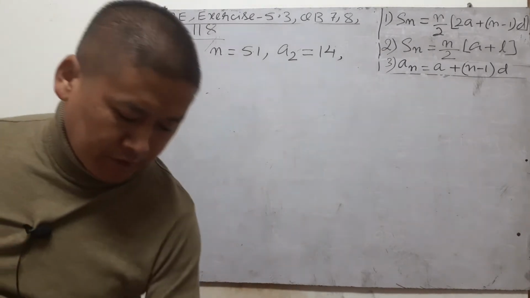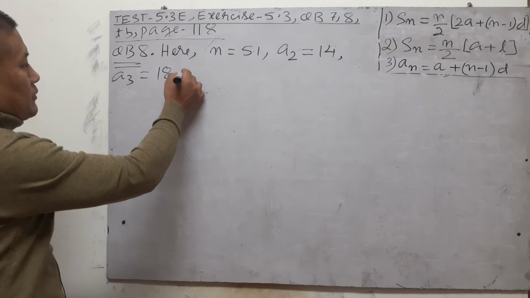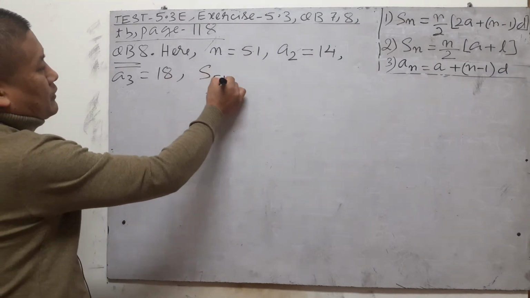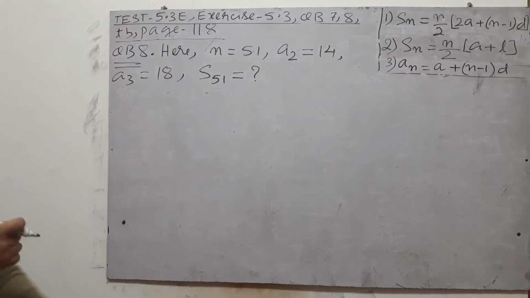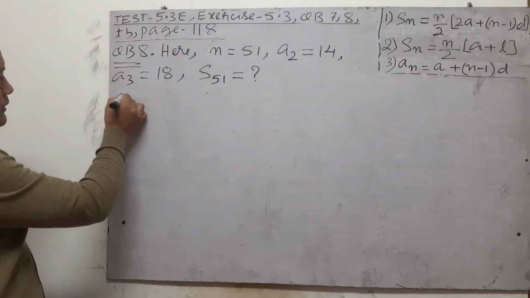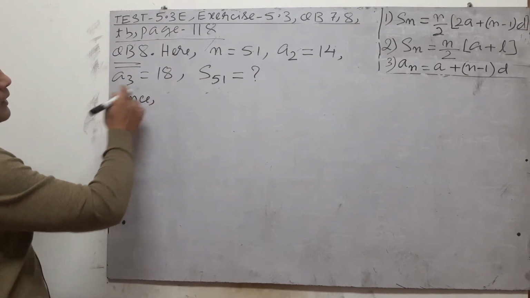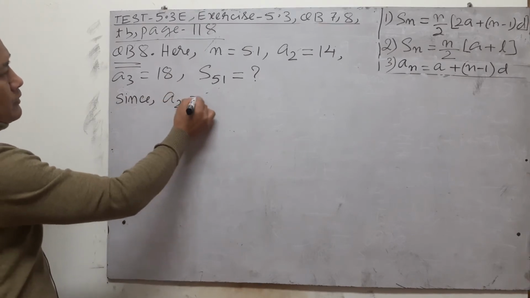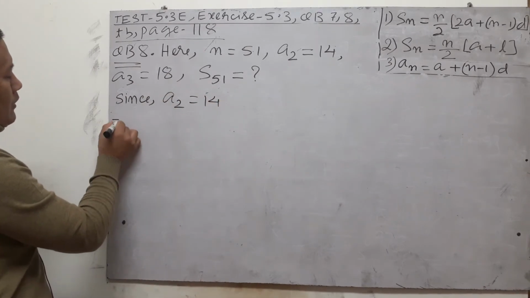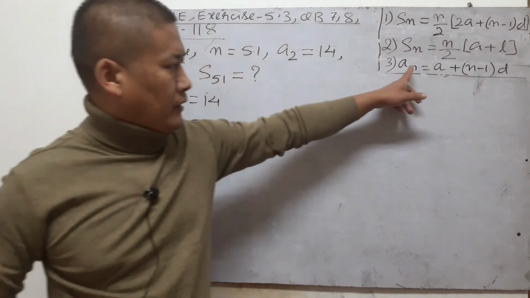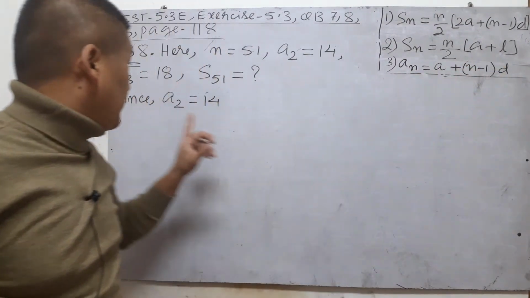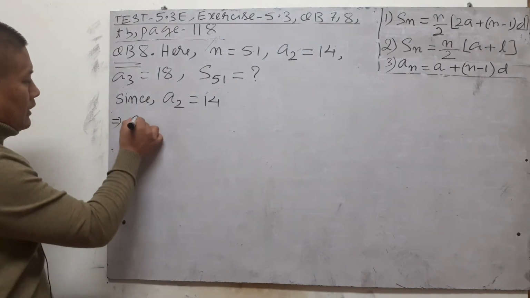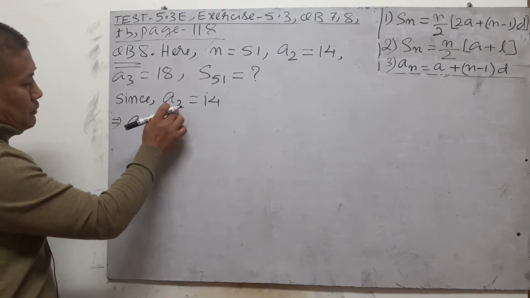Find the sum of the first 51 terms. So that means sum of first 51 terms means S51. That's what we have to find. So let's start with what is given. Since A2 is given as equal to 14, we can apply this formula AN equal to A plus N minus 1 into D for this A2 specific, then A plus our specific N here.